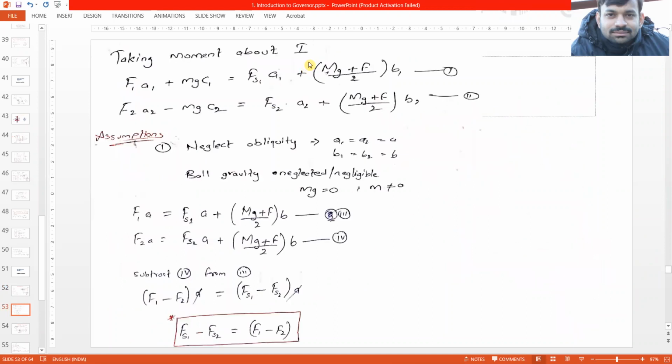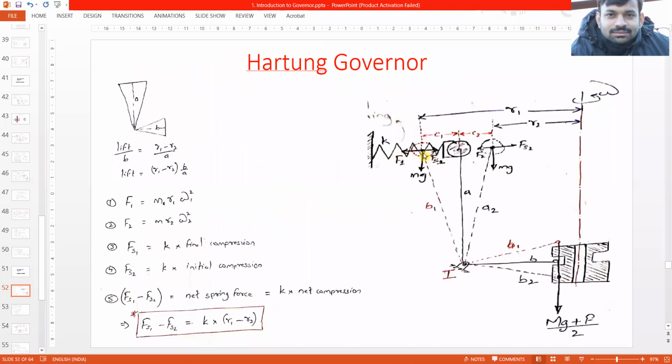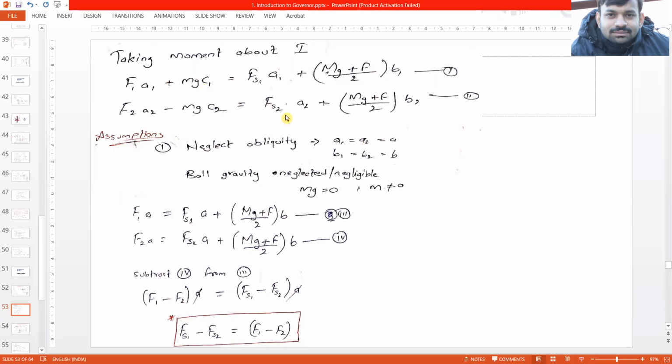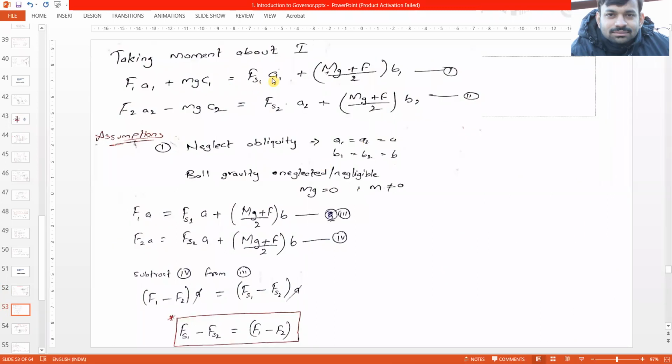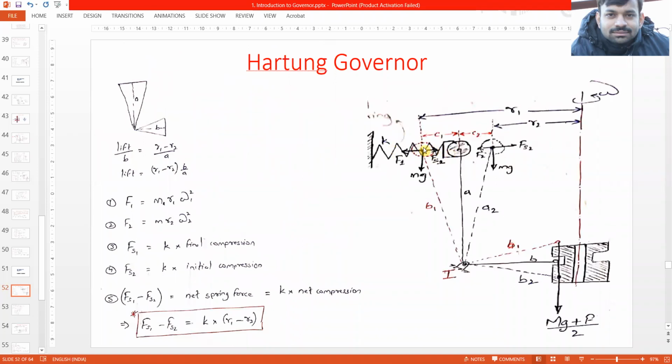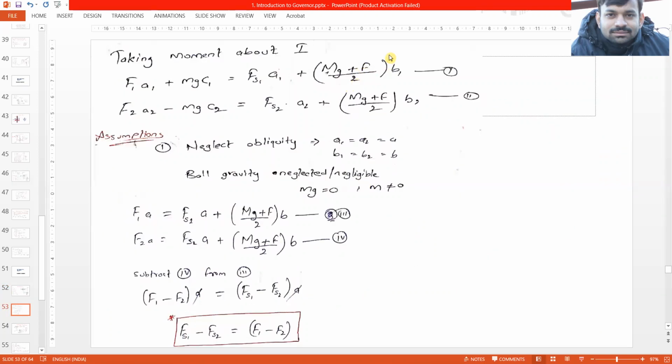Now we'll take the moment of all the forces about this instantaneous center I. So one equation would be F1 into A1, where F1 is the centrifugal force multiplied by this perpendicular distance A1, and mg into C1. This mg force is this, and the C1 distance is this. This would be equal to Fs1 into A1, the spring force into again this distance A1, plus or minus mg plus or minus F by 2 into B1. So this would be the first governing equation.